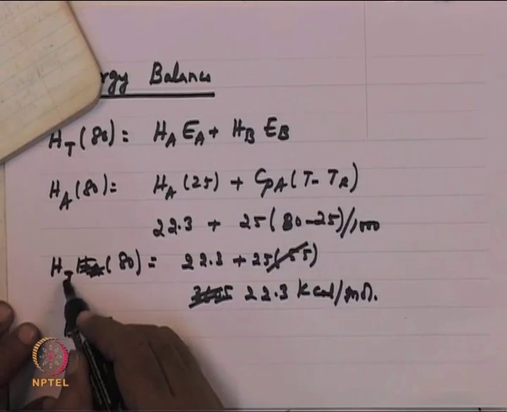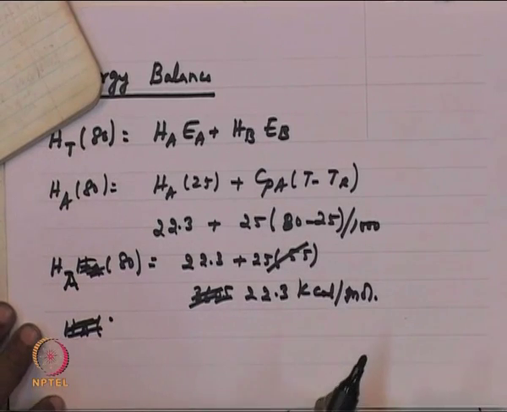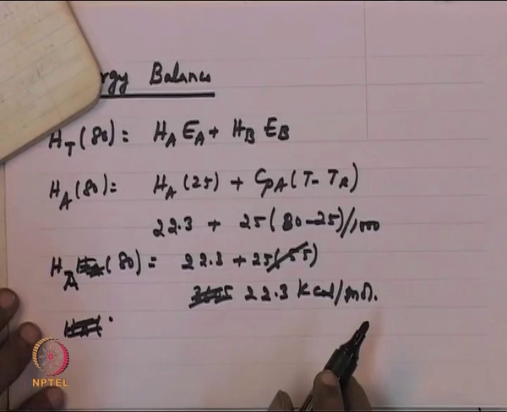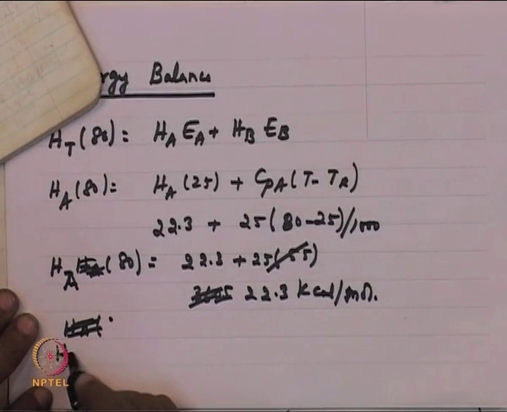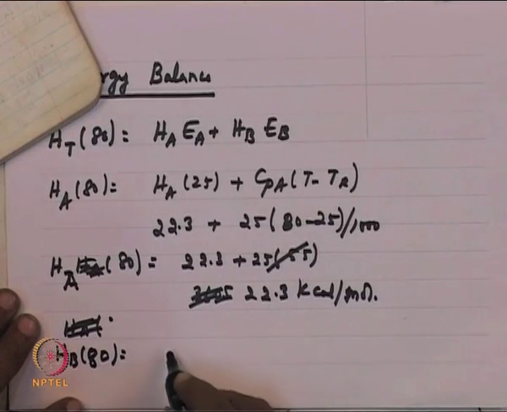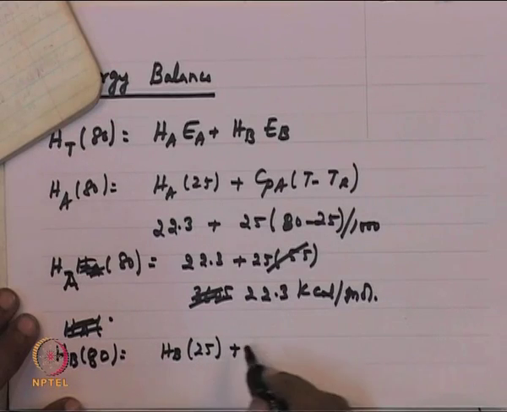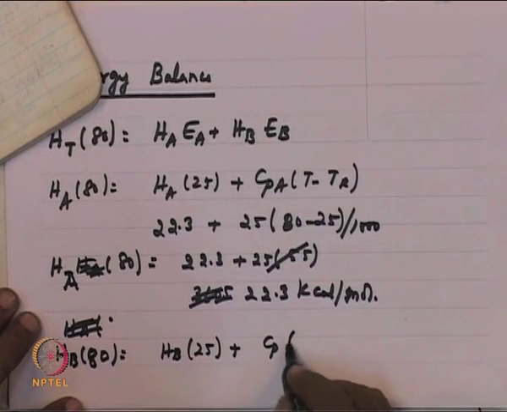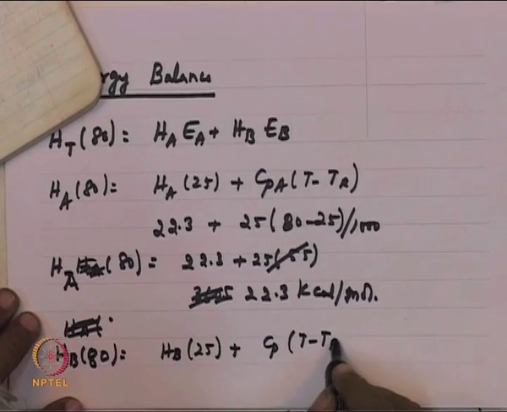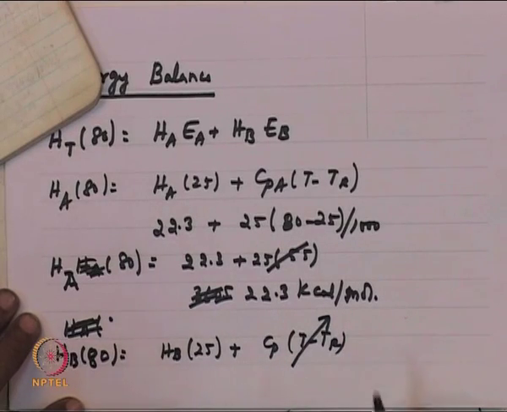This is the H component A, so this component A at 22.3. H component B, this is for component B at 80 degrees, is H B at 25 plus C P T minus T R. It is a small quantity, we will neglect this, not a very important quantity. So, H B at 25, we can calculate from the data that is given to us.